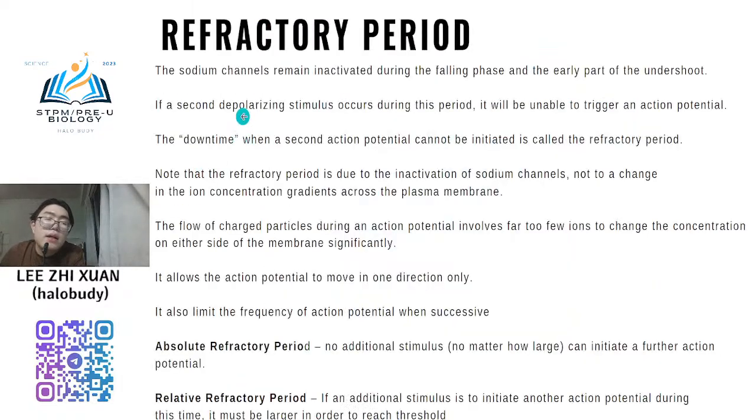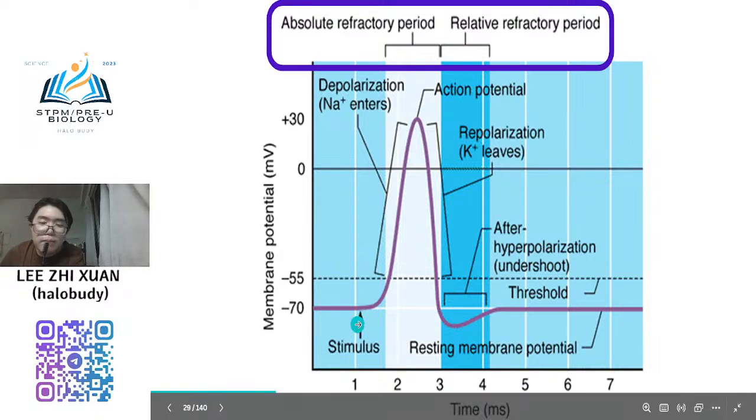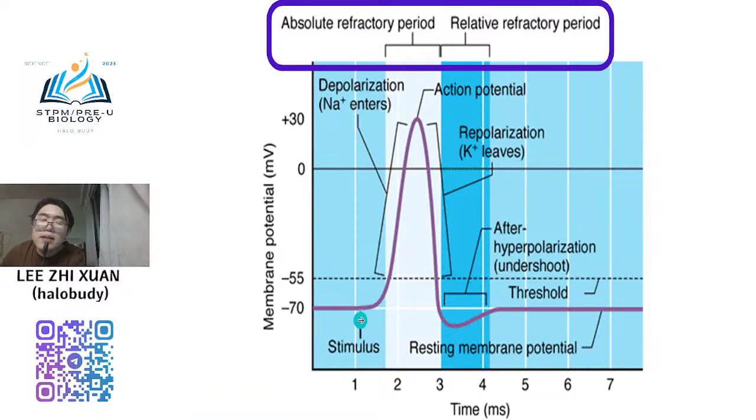Okay, so if a second depolarizing stimulus occurs during this period, it will be unable to trigger an action potential. This means this period is actually to prevent frequent action potentials. When the membrane potential is starting to decrease and at the same time there is another stimulus again, this stimulus will be inhibited, it will be stopped. Why? Because of the refractory period.